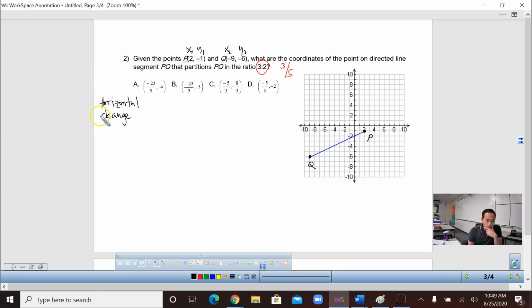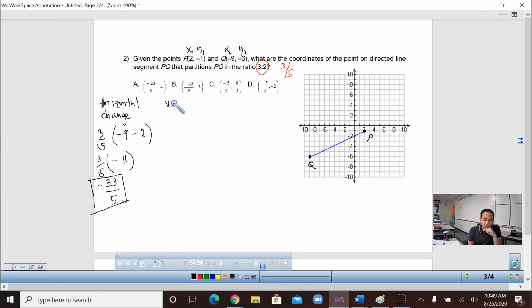So your horizontal change would be 3/5. That's the ratio here. And then x2 is -9 minus x1, which is 2. That's 3/5 times (-9 minus 2), which is -11. This will give us -33/5. I'll box this one because we will be using that.